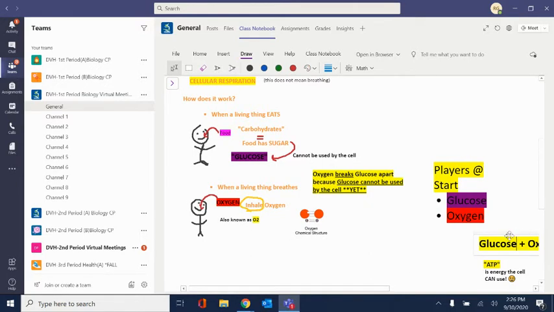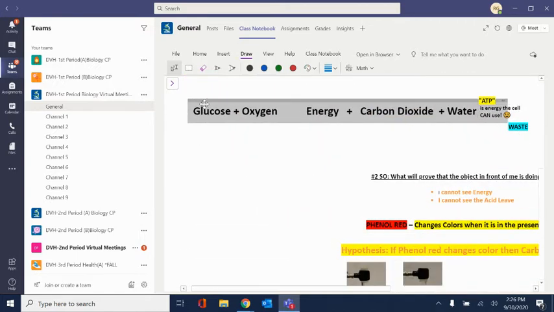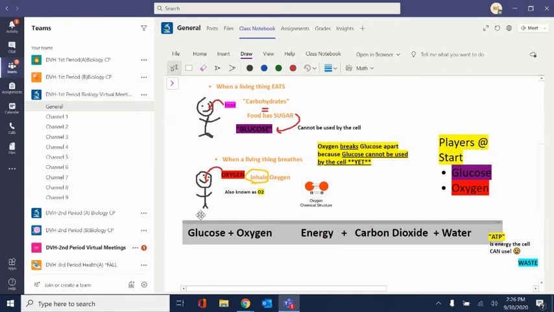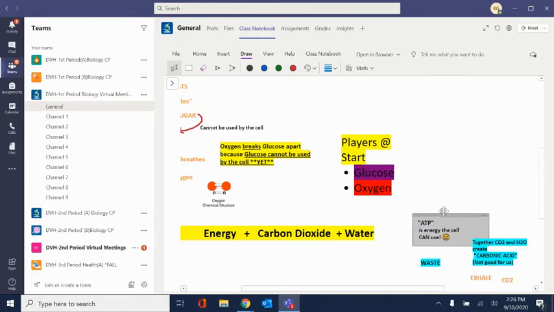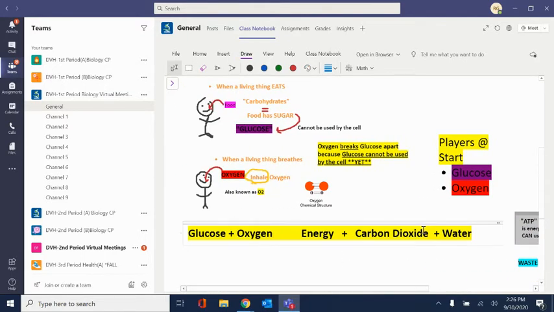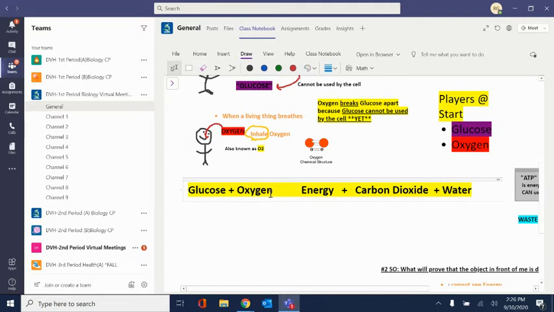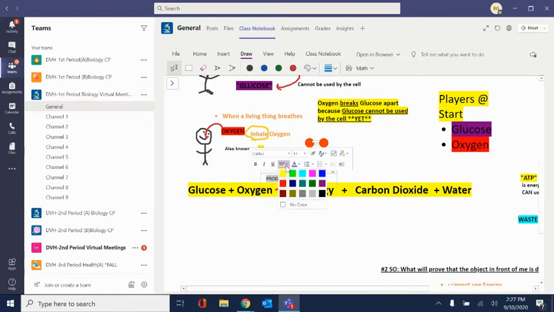Well, when glucose and oxygen come into contact with one another, there's a chemical reaction. And that chemical reaction produces, I'm going to type this out, produces energy. Now this is energy that's actually usable to the cell.